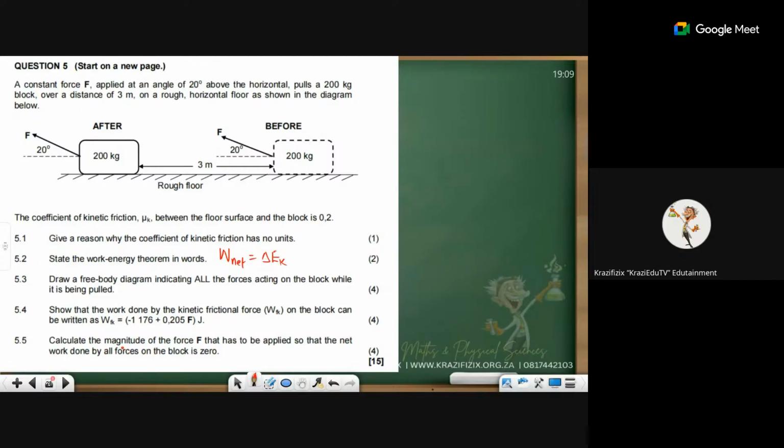Draw a free body diagram indicating all the forces acting on the block while it is being pulled. Let's quickly draw. Can you see the diagram? Please draw. These are marks I want you to get. 4 marks. Please draw. Draw, and let's work from there.